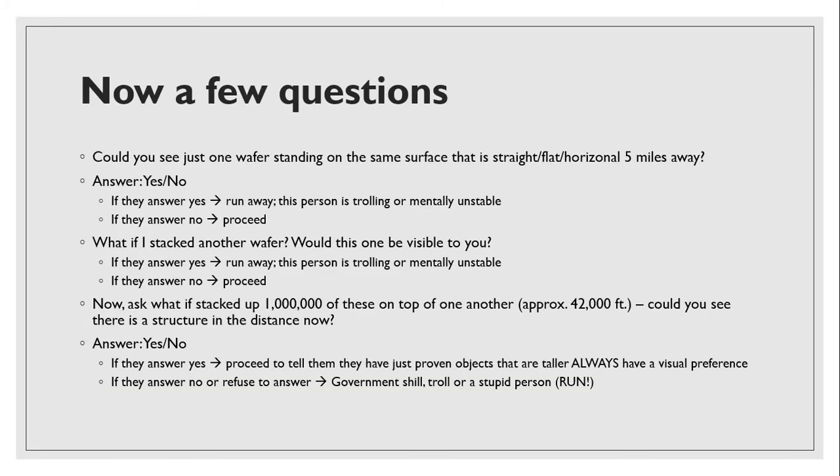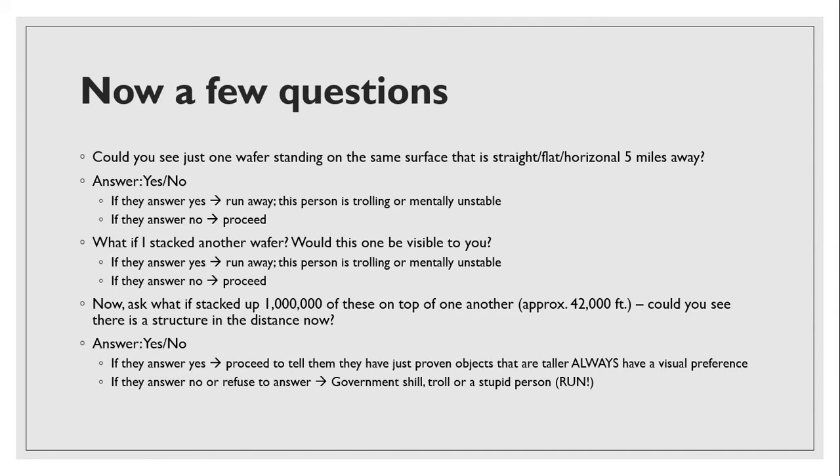Like I said, the first question is, could you see just one wafer standing on the same surface that is straight, flat, horizontal? I didn't use level on purpose because ball earthers have a different definition for level, so we don't want to confuse that. But straight, I think, is understood. Everybody knows what a straight line is.